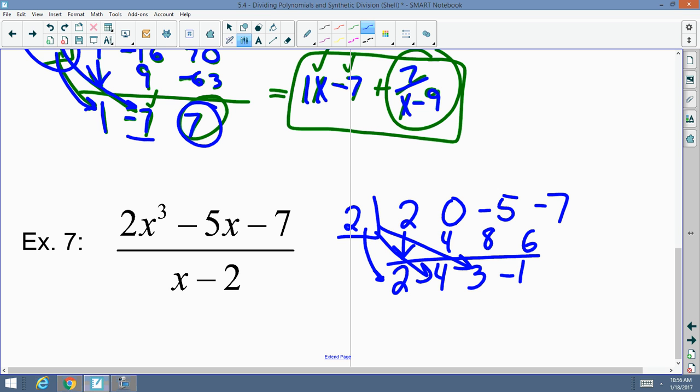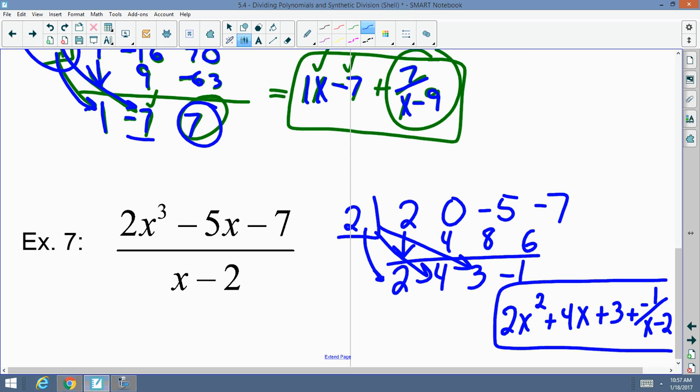What was the original degree of my numerator? So what's my degree of my answer going to be? So this is a 2x squared plus 4x plus my constant plus a -1 over x minus 2. And that's synthetic division.